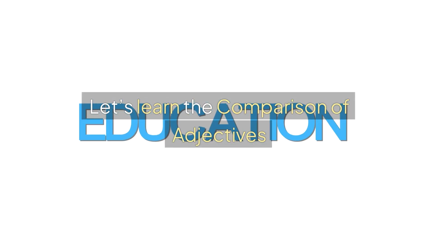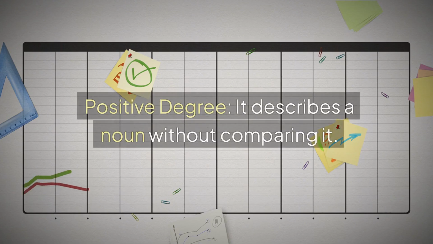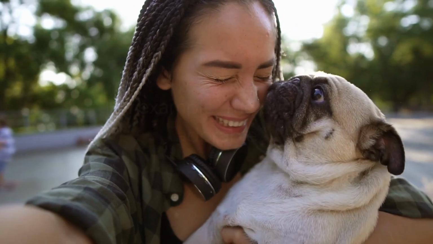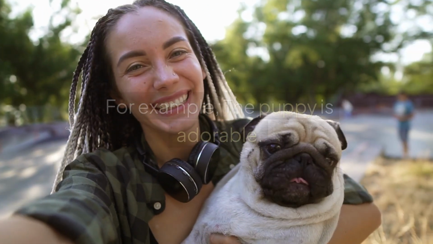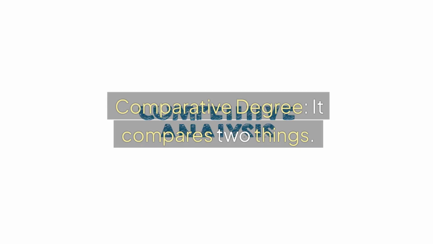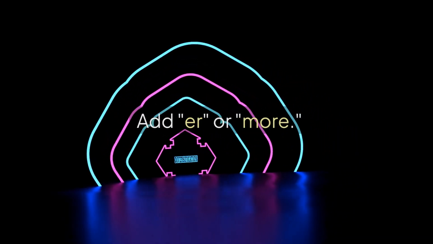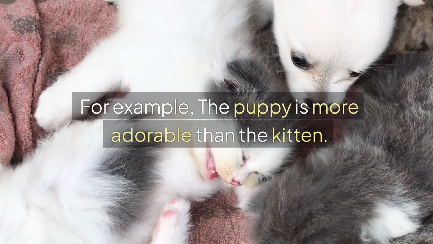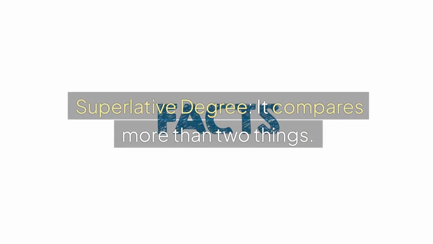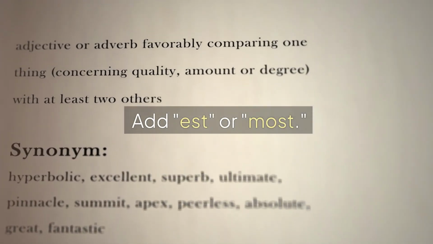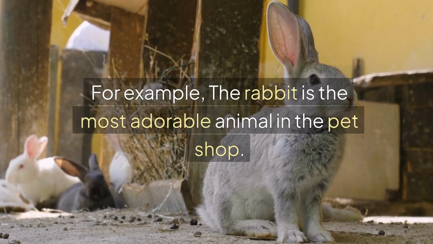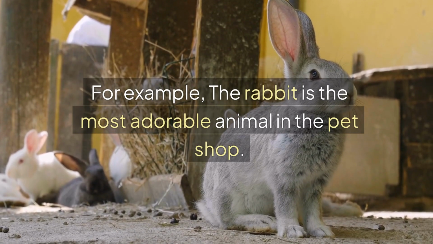Let's learn the comparison of adjectives. Positive degree. It describes a noun without comparing it. For example, the puppy is adorable. Comparative degree. It compares two things. Add er, or more. For example, the puppy is more adorable than the kitten. Superlative degree. It compares more than two things. Add est, or most. For example, the rabbit is the most adorable animal in the pet shop.